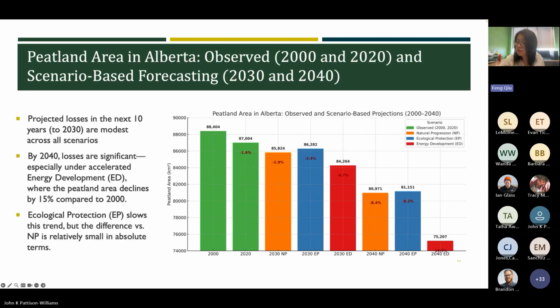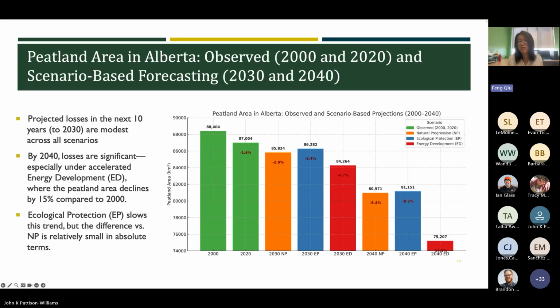Based on these scenarios, here are the results related to the peatland change. The first two bars again are the historical ones, the next three are the next 10 year forecast, and the last three are the 20 year forecast, representing the 2040 situation. You can see the projected loss in the next 10 years, up to 2030, is relatively modest. We only see a little bit of loss, 2.4 to 3% compared to the 2000 level for the first two scenarios, and a little bit more for the last, the accelerated energy development scenario, 5%.